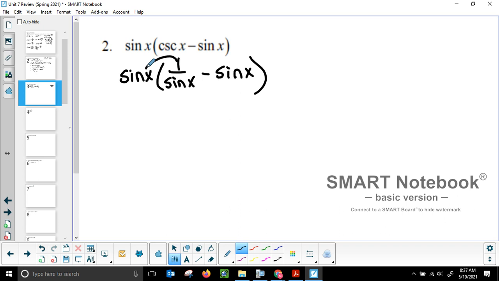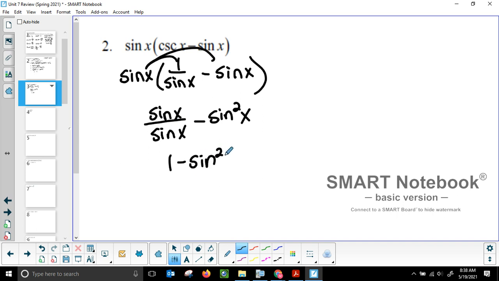Well, now I'm going to go ahead and distribute this. So when I do that, I will get sine x over sine x minus sine squared x. Well, anything over itself is just 1, correct? So this is 1 minus sine squared x. Again, now we have a squared trig function, so that should kind of ring a bell that we should look at our Pythagorean.